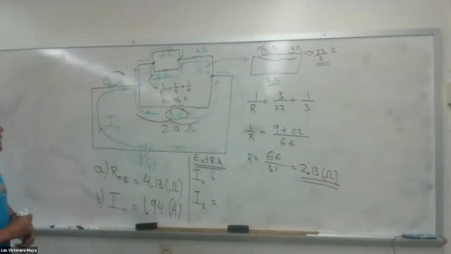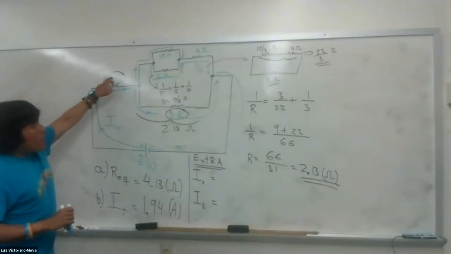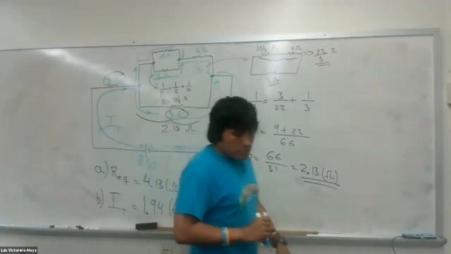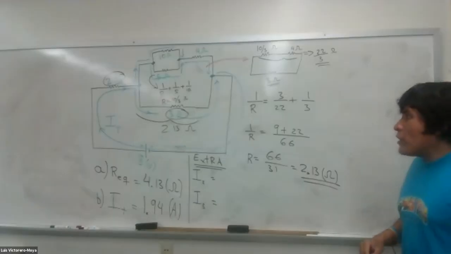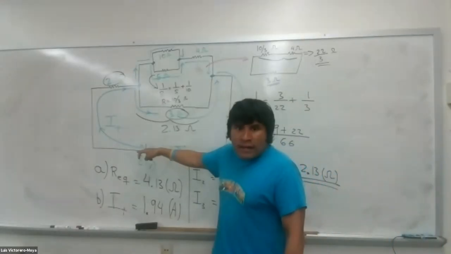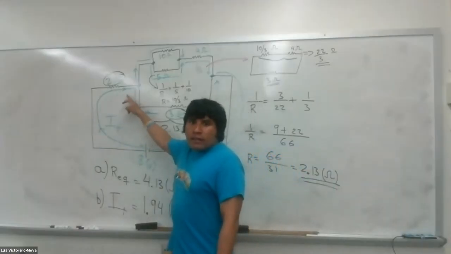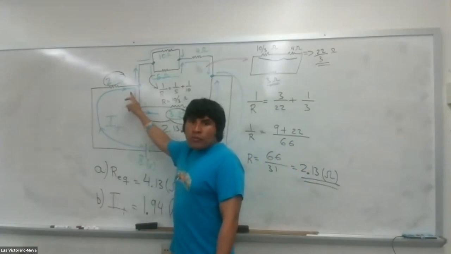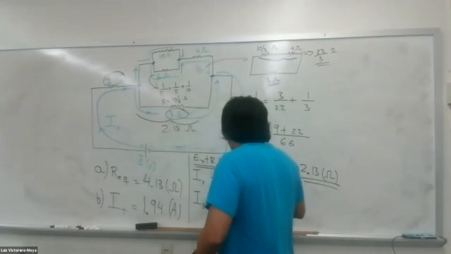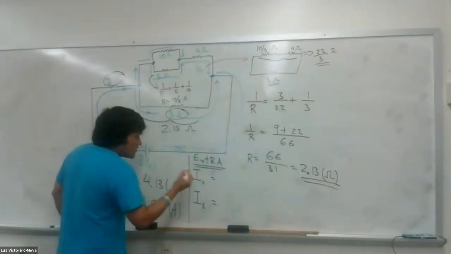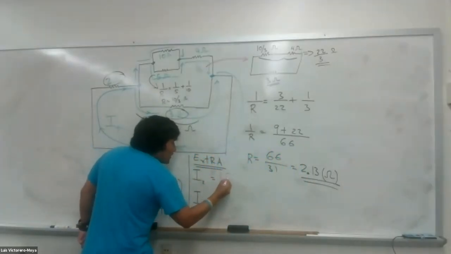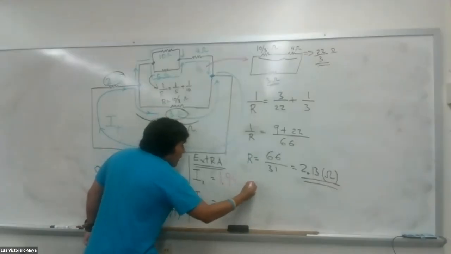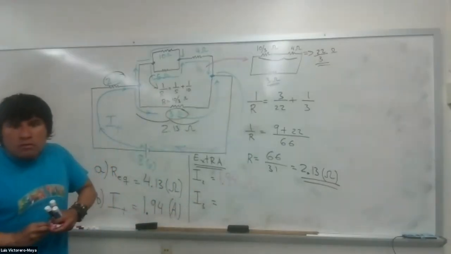So directly, what's the value of the current on 2 ohms? 1.94. Yes, very good, right? It's 1.94. If you look at the lines I did, the total current is the one that is passing by 2 ohms. It doesn't split. It only splits when it enters the loop. So very good. The current on 2 is 1.94 amperes. Almost done.